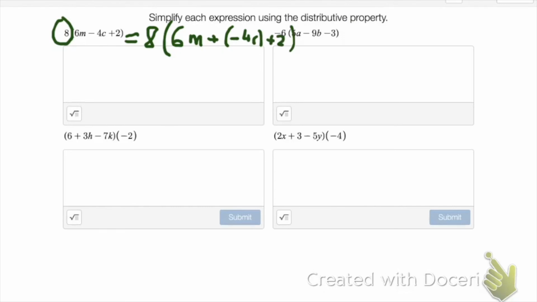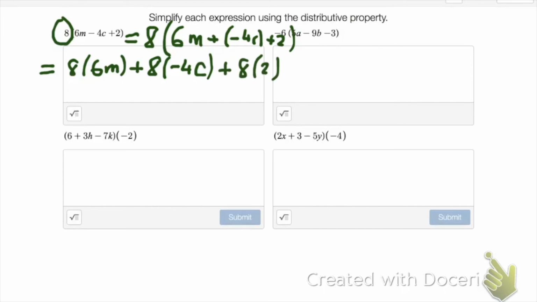Then I will take a times 6m plus a times negative 4c plus a times 2. A times 6m is 48m. A times negative 4c equals negative 32c, and I drop out the addition, and 8 times 2 is 16. Okay, so you can try the other three.